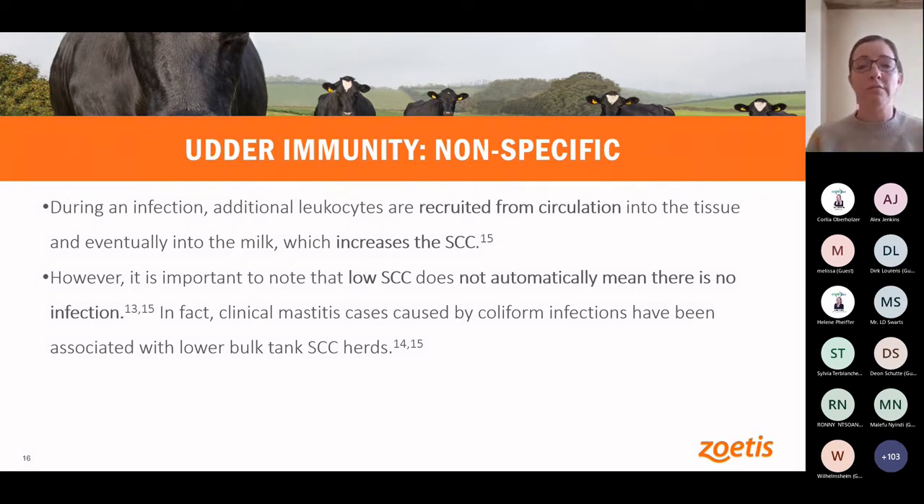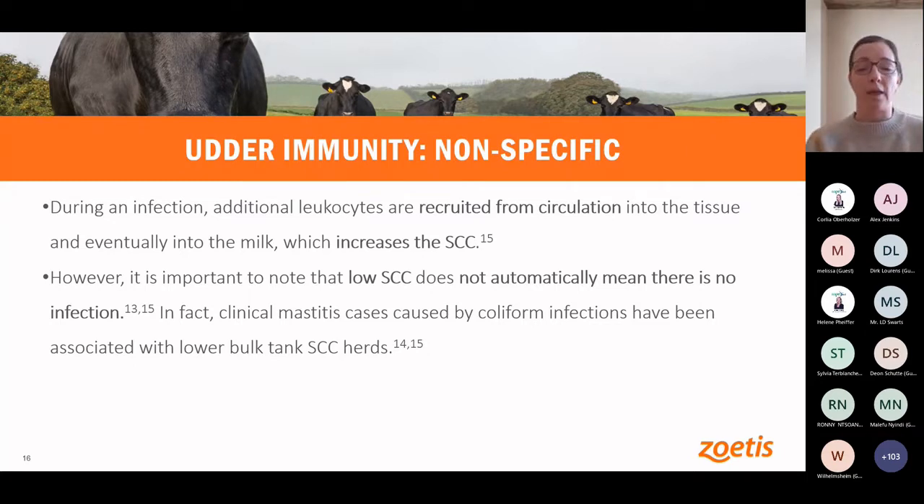All right, so they move from circulation into the milk, and that is why you see an increase in somatic cell count. It's the body's reaction to fighting off that infection. Okay, so it is also important to know that if there is a low somatic cell count, that does not necessarily mean that there's no infection. All right, so it is important to periodically take somatic cell counts to have a most clear picture.